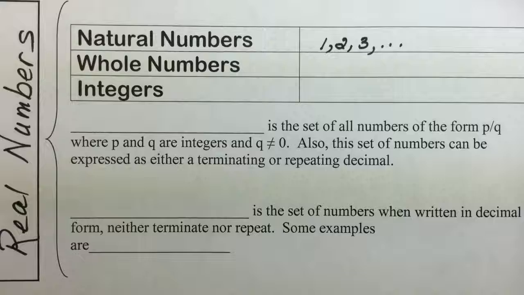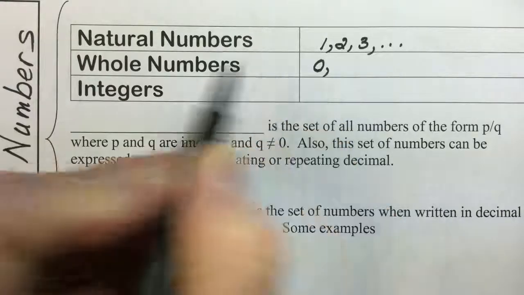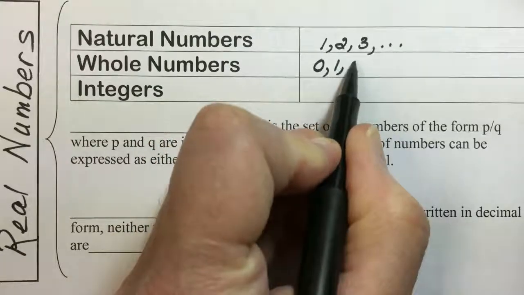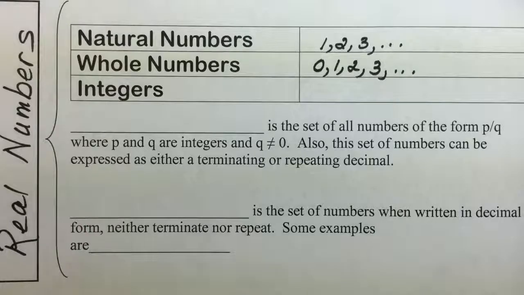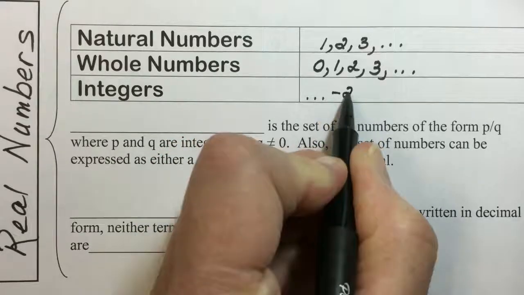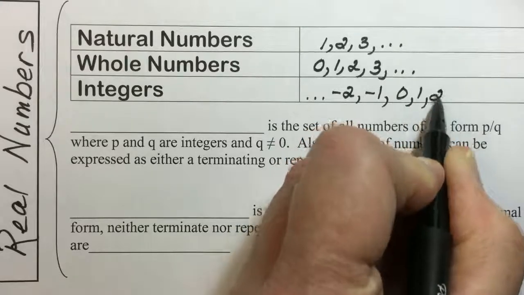Whole numbers, as we get a little more sophisticated, we have a symbol that represents nothing. The only difference between that and natural numbers is that it starts with 0, 1, 2, 3, and continues on infinitely. Integers are numbers that are signed numbers, and they're opposite. They decrease infinitely and increase infinitely.